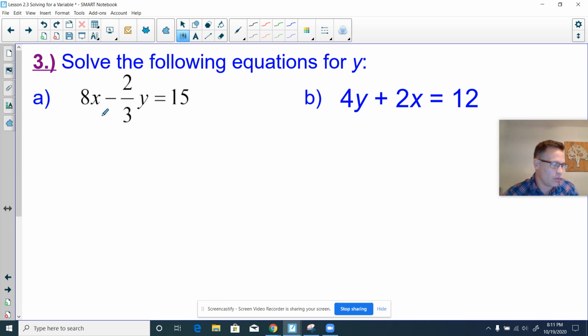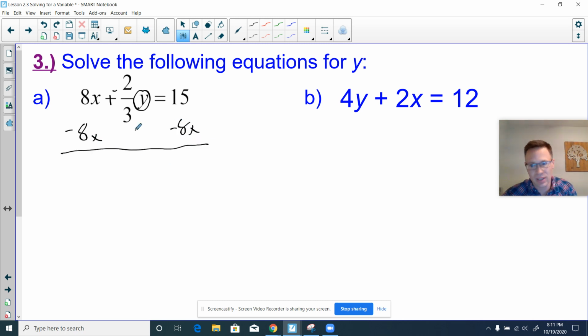We still have to solve each of those equations for y. So what is the first thing I'm going to do? I'm going to identify that variable that I'm solving for, right? And so I'm going to ask myself, what's happening? Well, I'm multiplying by a negative 2/3, and I'm adding an 8x. So the first thing I'm going to do is subtract 8x.